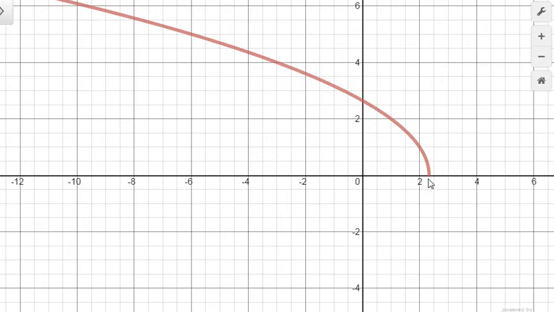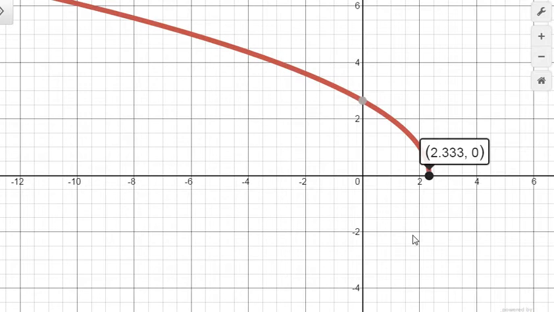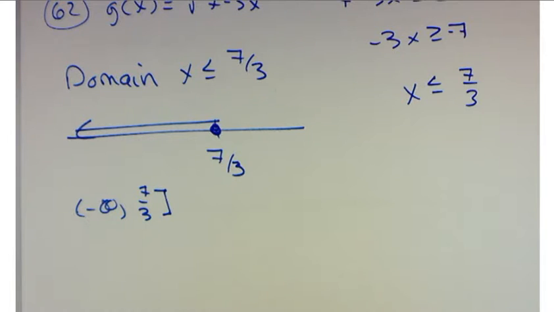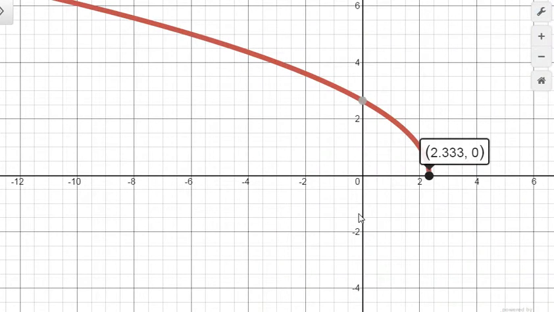There we go. So it starts here at 7/3, and then the graph goes to the left, doesn't it? I've got everything less than or equal to 7/3, which is what we expected. That's what we solved for when we graphed it over here. We got everything less than 7/3. So you should see a nice correspondence between the graph visually and what we calculated.